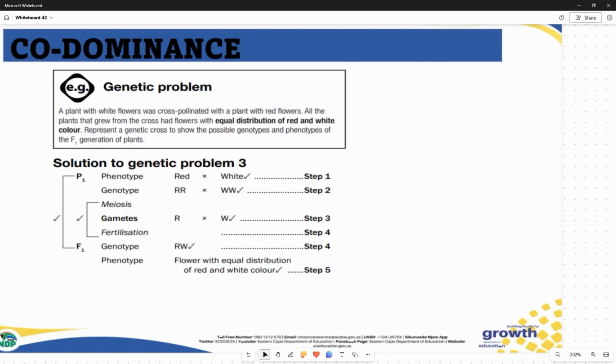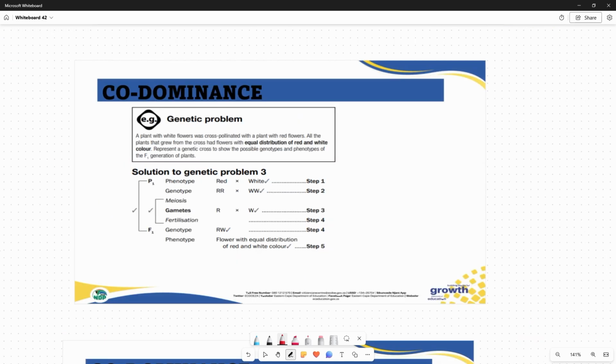Now let us look at one that has already been done here. This one is similar. In front of us we have got a worked out example for co-dominance. We have a plant with white flowers that is cross-pollinated with a plant with red flowers, but then all the plants that grew from the cross had an equal distribution of red and white. We can see this example is similar to the one that we were given in incomplete dominance, but the difference is the result of the F1 offspring. In incomplete dominance we had pink offspring, here we have got an equal distribution of red and white.